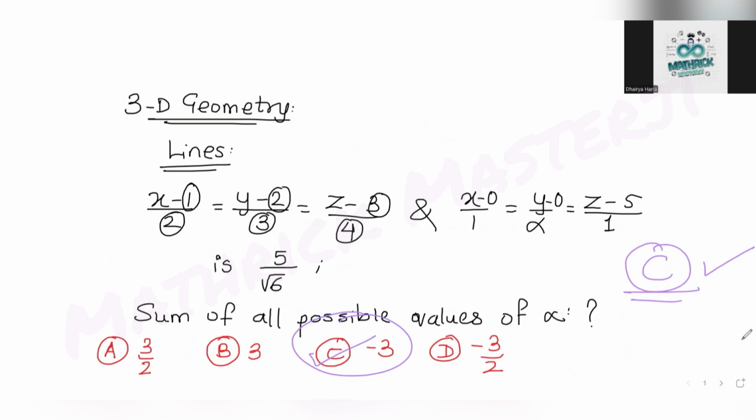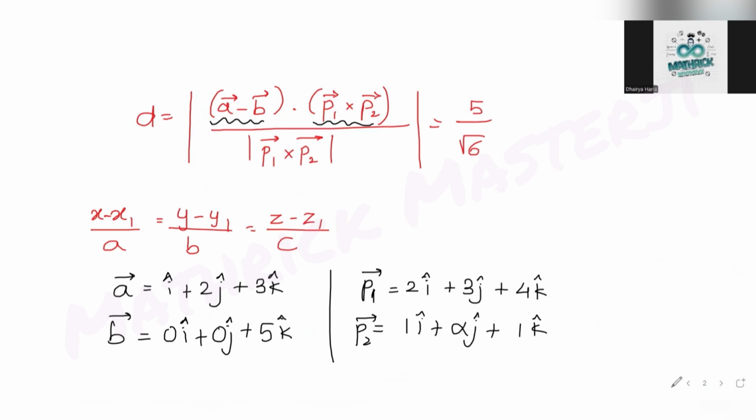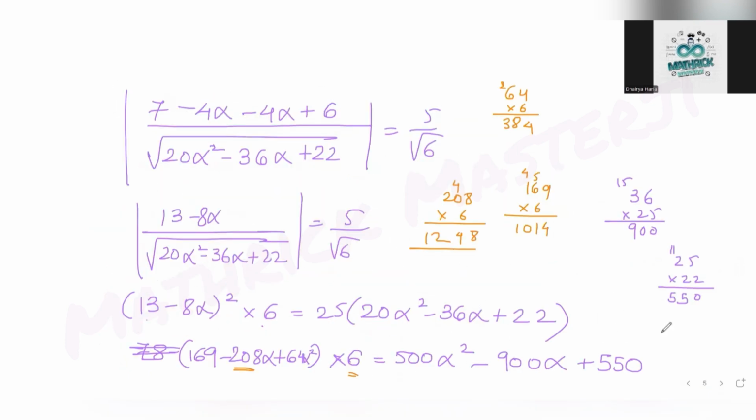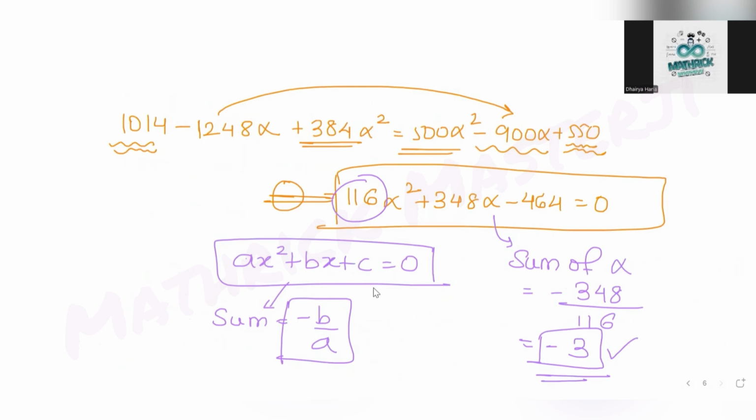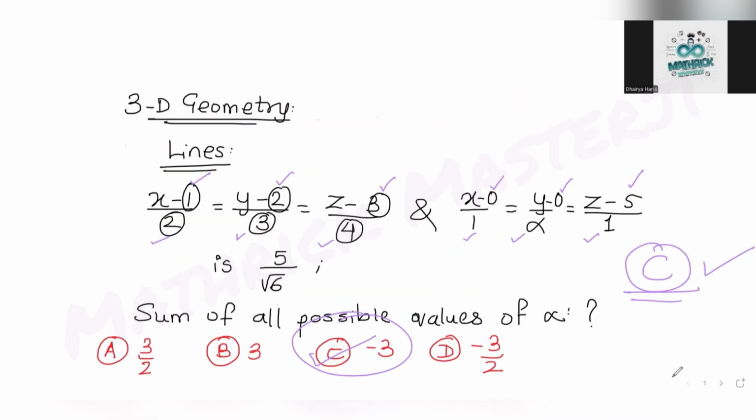I hope you have understood how to solve this type of questions. So what I did get from here was the vectors A, the vector B, the vector p1 and p2, and then we just use the idea for the shortest distance between the lines. So that is given by this formula equated with 5 over root 6, and then we got an equation in terms of alpha, a quadratic equation for which, if I want to find the sum of all possible values of alpha, I just do minus b over a, and that matches with minus 3, which is the answer choice C. So C becomes the correct answer for this question. I hope you have understood how to solve this question.